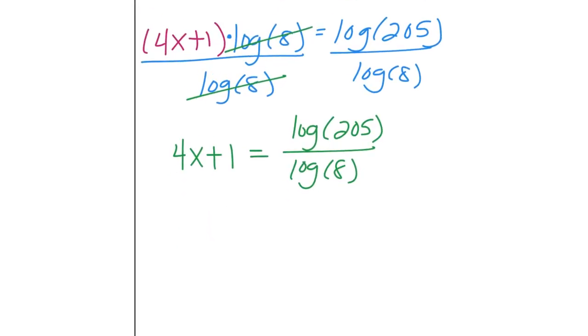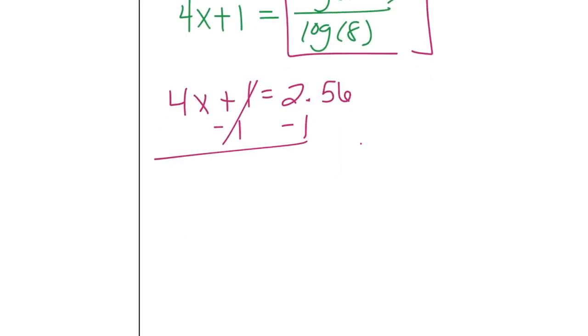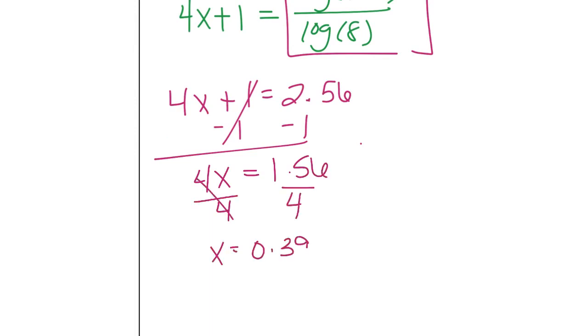Now again, this crazy business right here is really just a decimal number. So use a calculator to approximate that decimal, and you get somewhere about 2.56. And then continue solving this for x like a normal equation. Subtract the 1, 4x equals 1.56. Divide by 4, x is equal to 0.39.